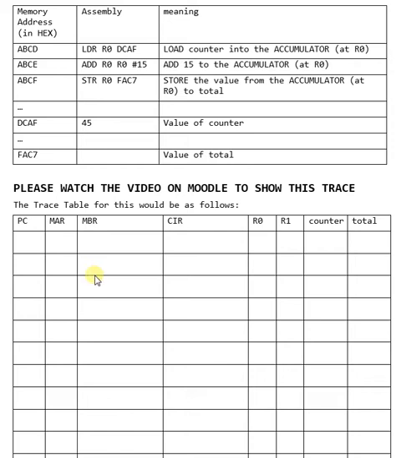Show you how the trace for this works. So we've got our program up here. In English it's doing load counter into the accumulator, add 15, store the value from the accumulator back to the total. And we've got two memory locations where counter is and where total is. They're in different places. But the thing to remember is that the program instructions are in consecutive locations. The machine wouldn't work, the fetch execute cycle wouldn't work without that in place.